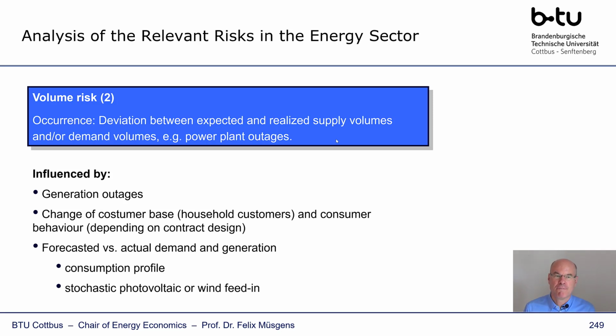Other forms this volume risk is influenced by: generation outages, we already mentioned. Second is change of customer base. We mentioned that household customers have the right to change their supplier, so they may sign on with you during the year, or they may leave you during the year and change to another supplier, and you may have already bought the energy, or you have not yet bought the energy for new clients. So this is a volume risk. You do not really know how many household customers you will deliver next year.